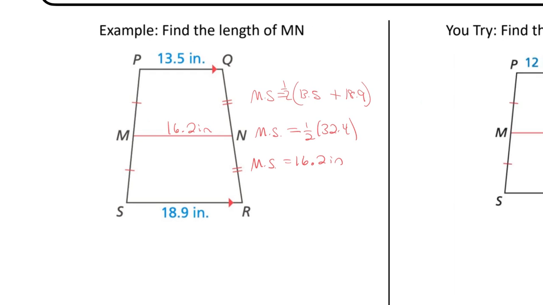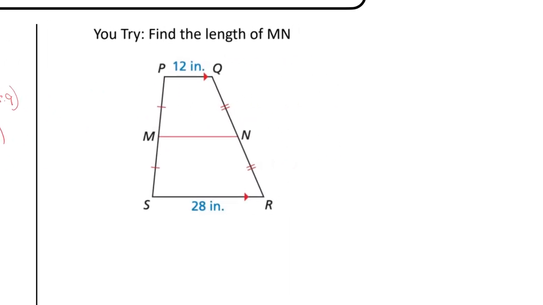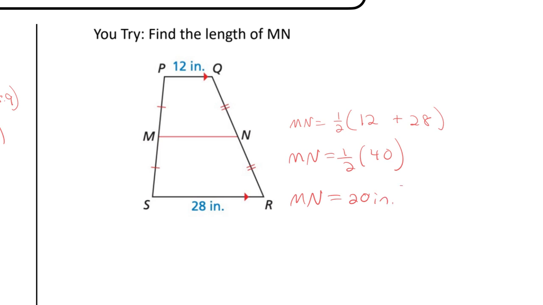Okay? All right, go ahead and do the Try here. Figure out what MN equals. So you should be adding up the two bases and dividing it by 2 or cutting it in half, multiplying it by 1/2. So 1/2 of 40. So hopefully we got MN to equal 20 inches.